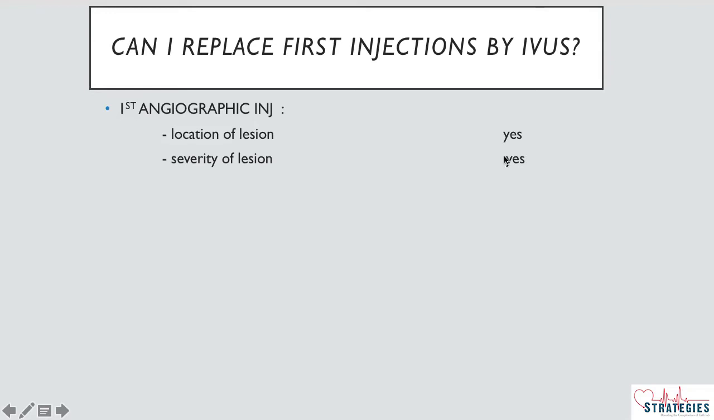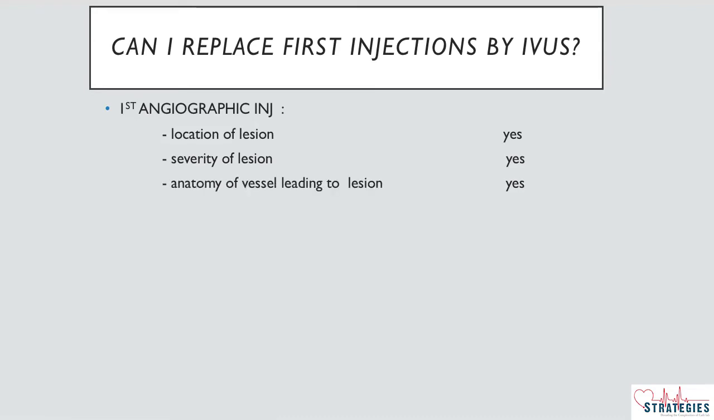But in most patients, you already have an angiography to decide whether the patient needs angioplasty or not. So that's why this question won't come when you do PCI. But if this question exists, you can use IVUS, and if the area is less than 2.2 mm square, it mostly goes with severity.